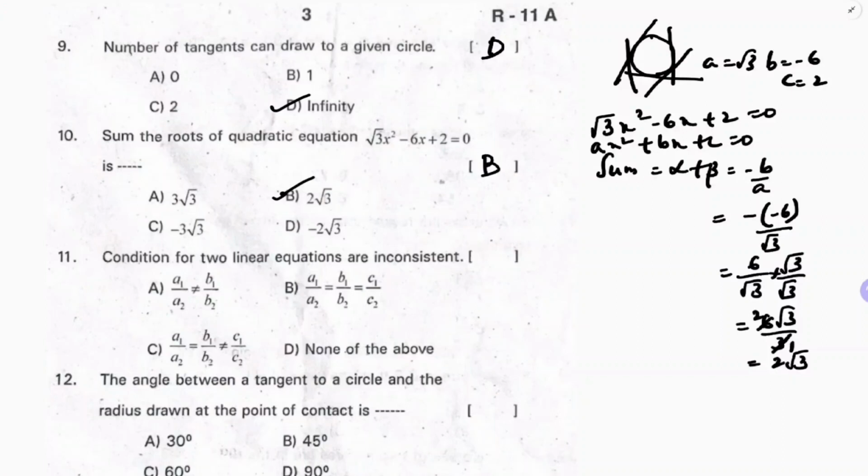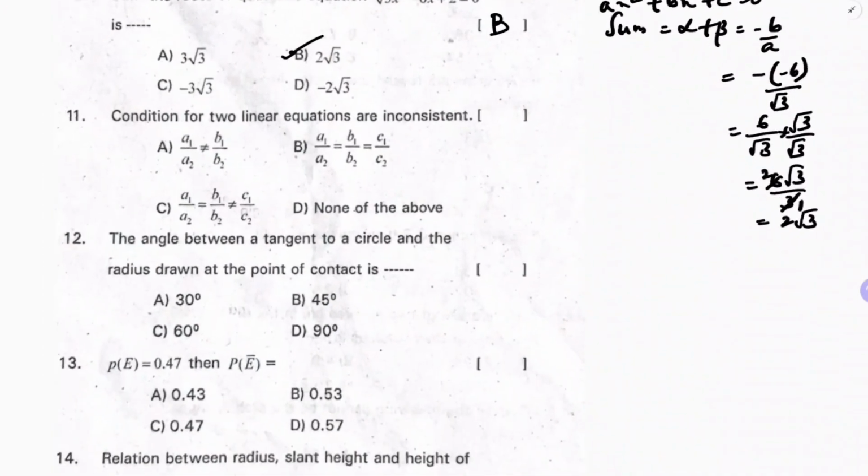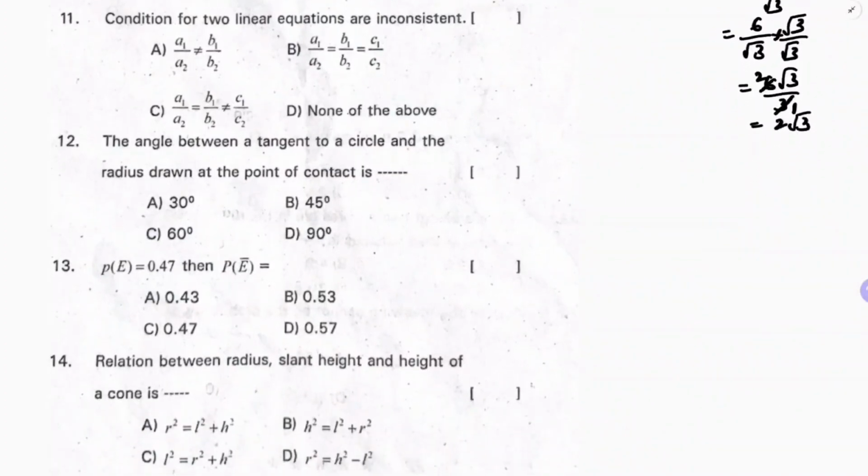Next question. Condition for two linear equations to be inconsistent. Inconsistent means parallel, where we will not get a solution. So condition for parallel lines is a1 by a2 is equal to b1 by b2 and it is not equal to c1 by c2. So the correct option is C.